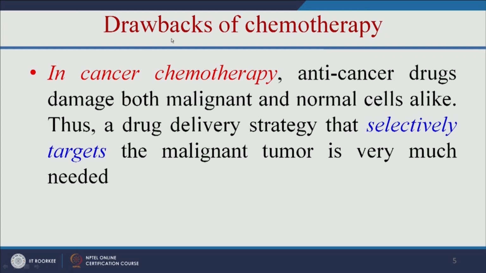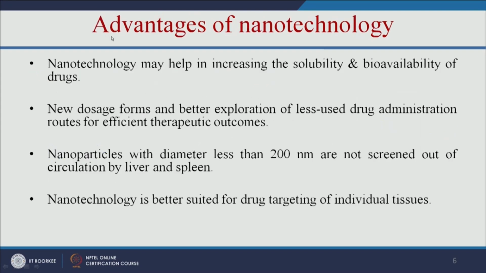So let us see what the drawbacks of chemotherapy are. In cancer chemotherapy, the anti-cancer drugs damage both the cancer cells as well as the normal cells. Thus we need a drug delivery strategy that can selectively kill only the cancer cells and protect the healthy cells. So let us see some of the advantages of nanotechnology.